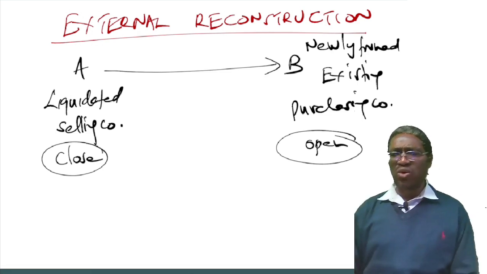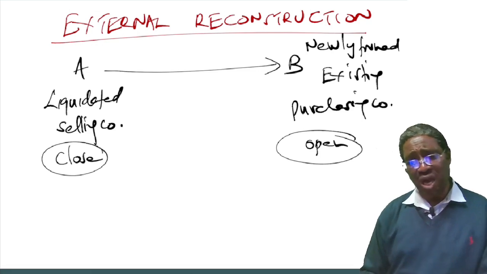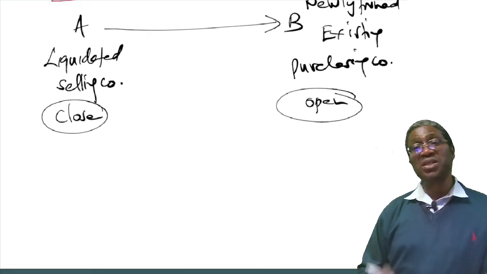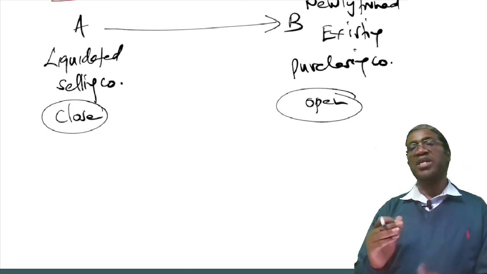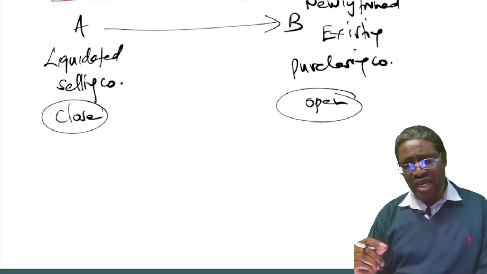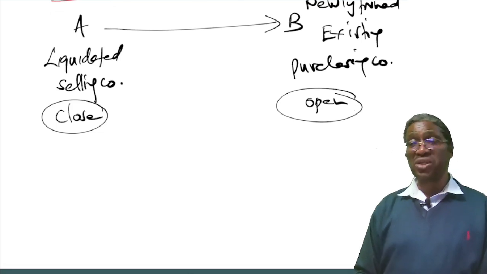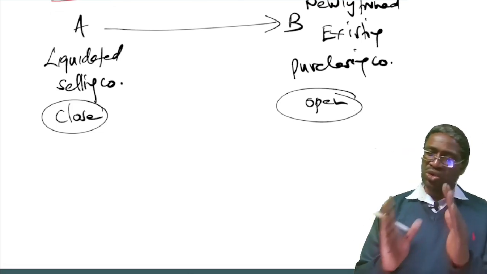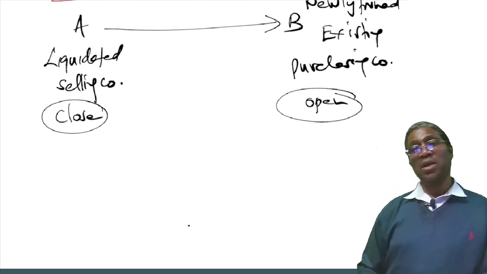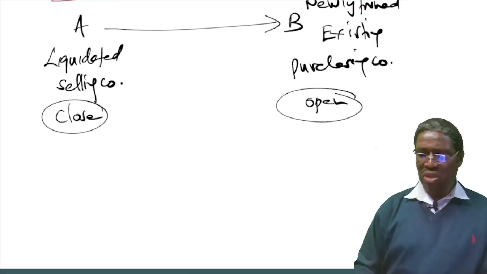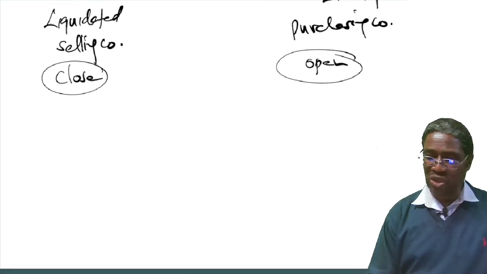So whenever you are given a question of external reconstruction, the examiner would want you to show the entries in the books of the selling company. That is, how do they close their books? And he would also want you to show the entries in the books of the purchasing company, which is the company purchasing A Limited. So you will be told to close the books of company A, and you will be required to open the books of company B. So let me go through the accounting entries in the books of the selling company. That's what we want to discuss now.